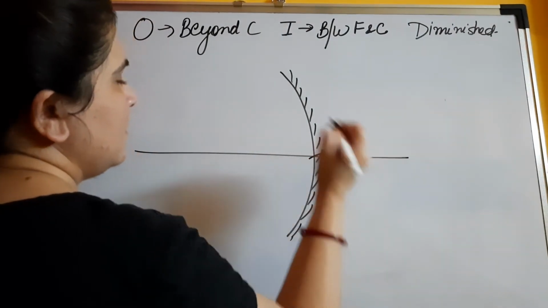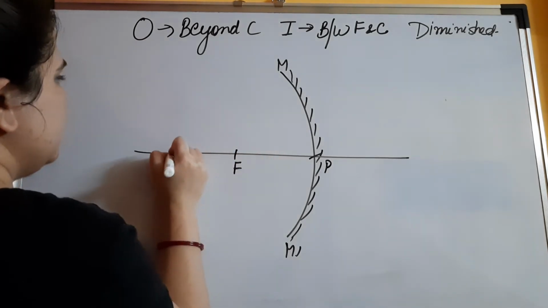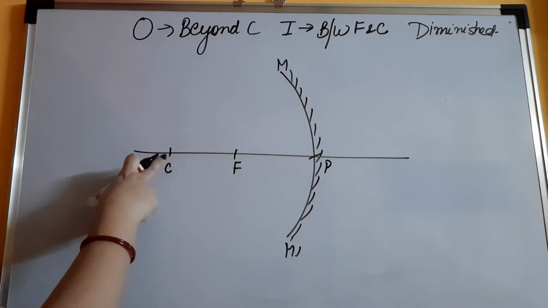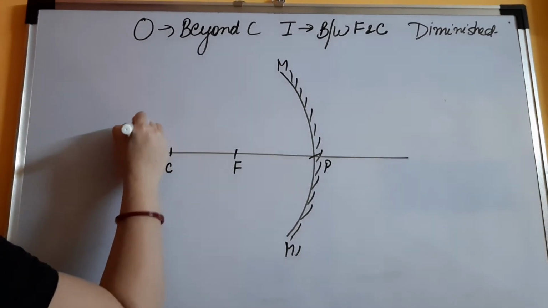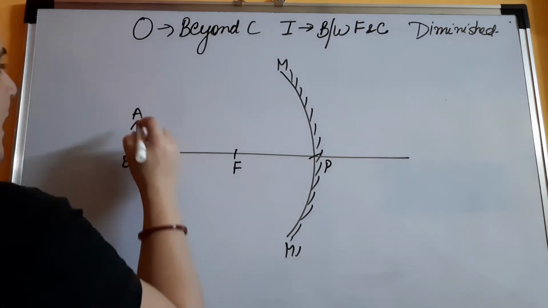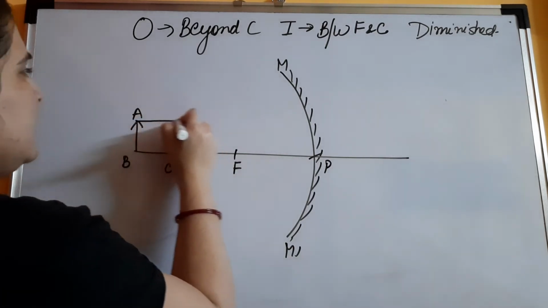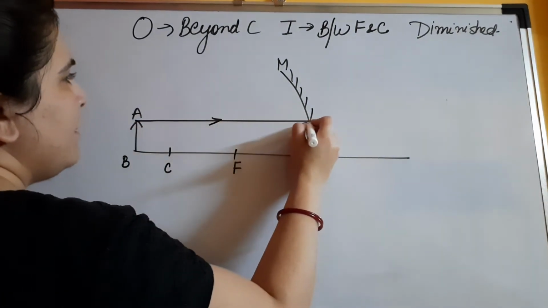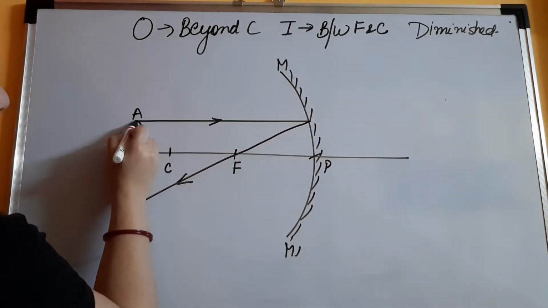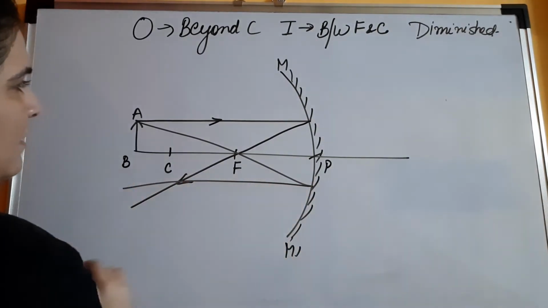Principal axis, pole, aperture, focus, center of curvature. Now we have to keep the object beyond C, meaning beyond this point. So let's say I have taken this object over here. Let's name the object as AB. Now I'm going to use two rules, any two rules you can use. So I am using the parallel one, which will pass through focus, and the focus one, which will become parallel.